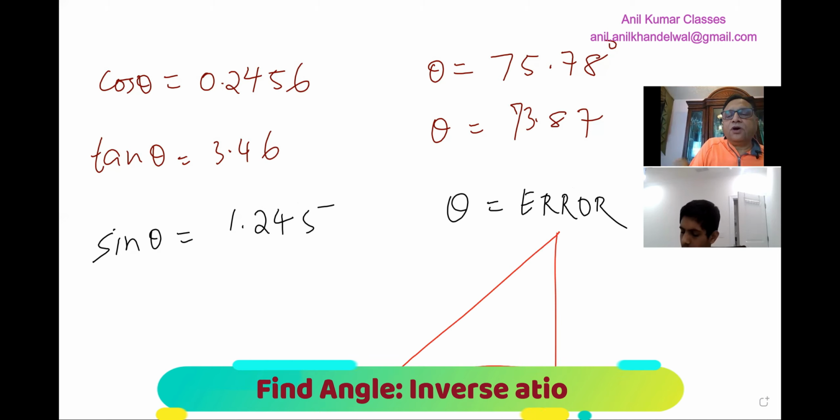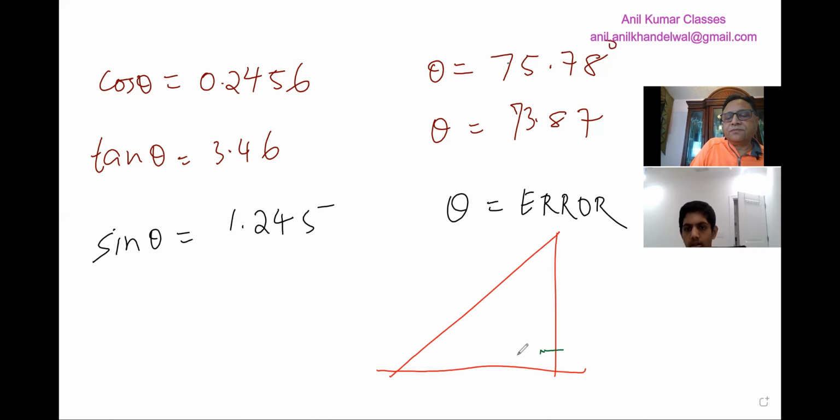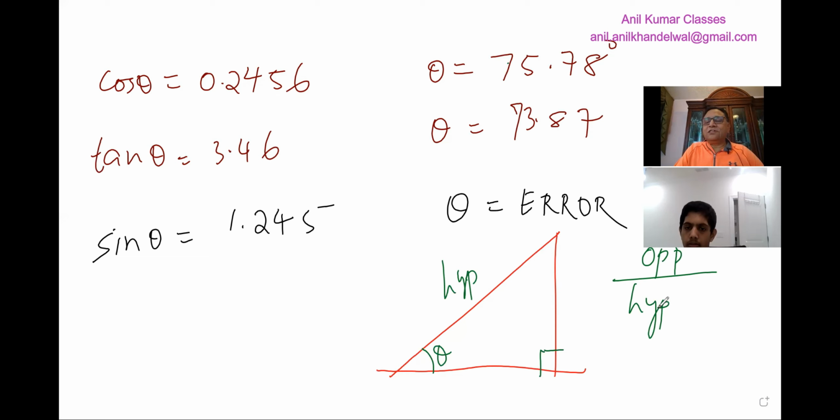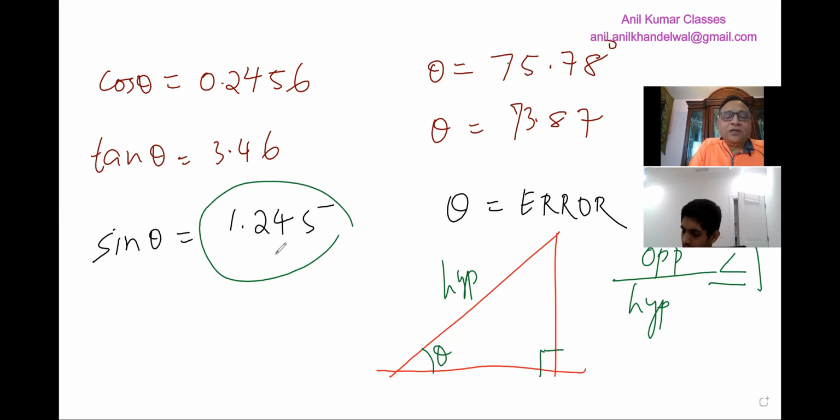Sine is a ratio of which two sides? Opposite over hypotenuse. The hypotenuse is the longest side. Do you see that? So this ratio cannot be greater than 1, correct? It is always less than 1. Do you see that? So that is why it's an error. So this value of sine theta is always less than 1. Do you understand?